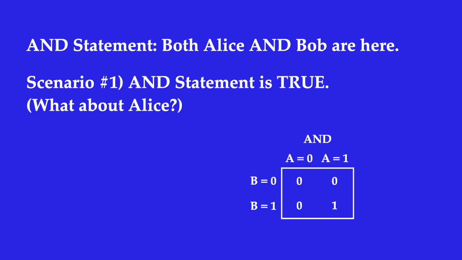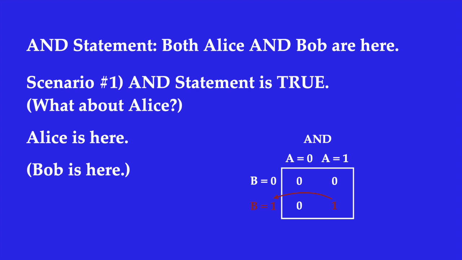If the AND statement is true, that happens in only one place. Here in the AND table where the red 1 is. Let's take a closer look. A stands for Alice and B stands for Bob. If we go up from the red 1, we see that A equals 1, which translates into Alice is here. Likewise, we could have gone along the row and see that B equals 1, which means Bob is here. But right now, we don't care about Bob. That's extra information. Good for Bob.